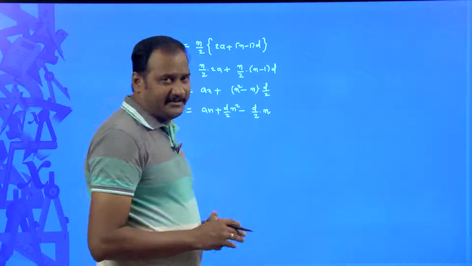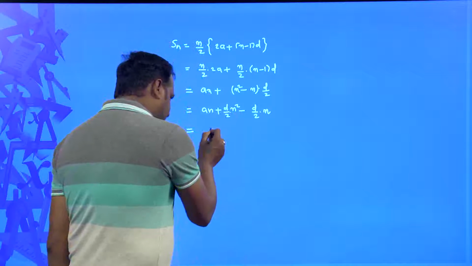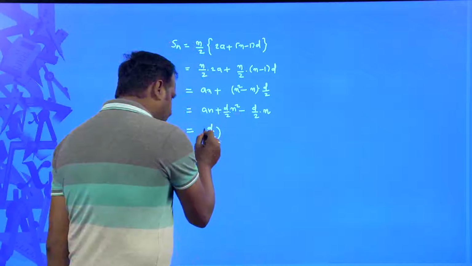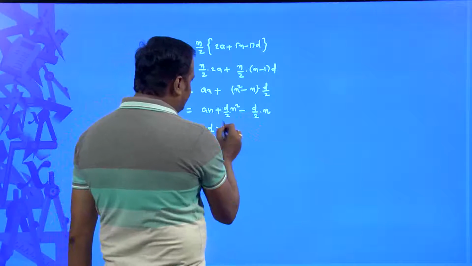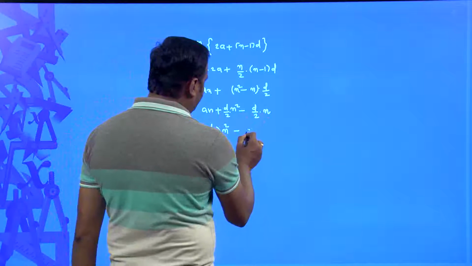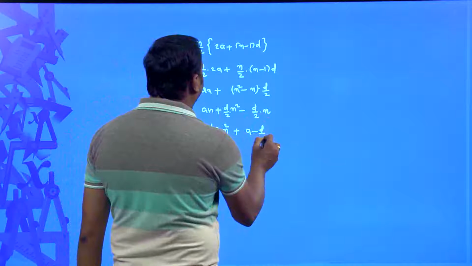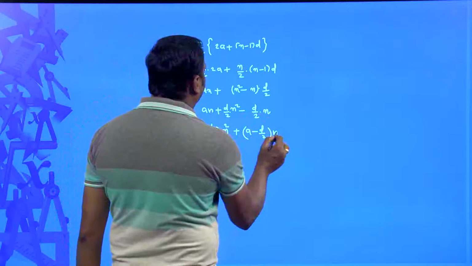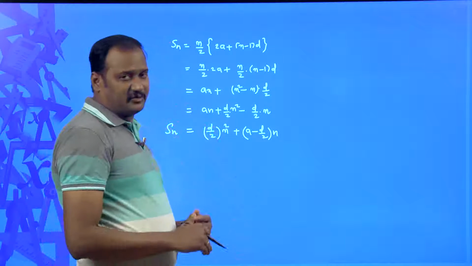If you group them, we first get d by 2 into n square, because that is the n square term. Then an minus d by 2 n; if you take n common, it would be (a minus d by 2) into n. This is what the sum to n terms of an arithmetic progression is.